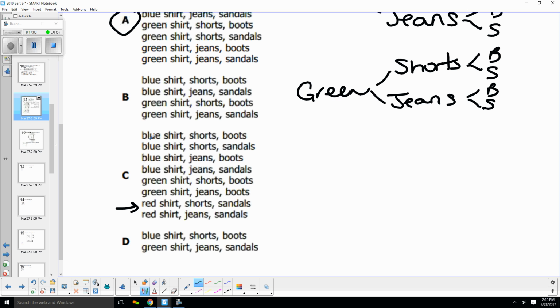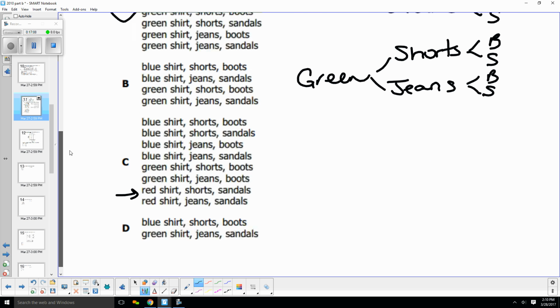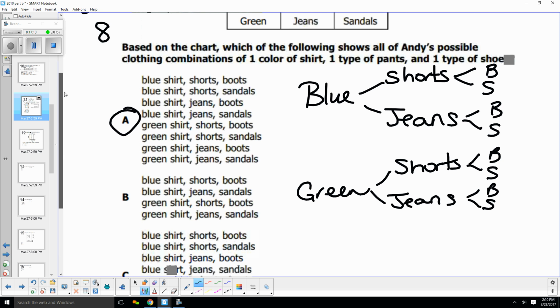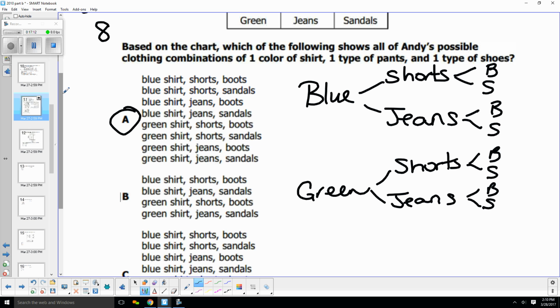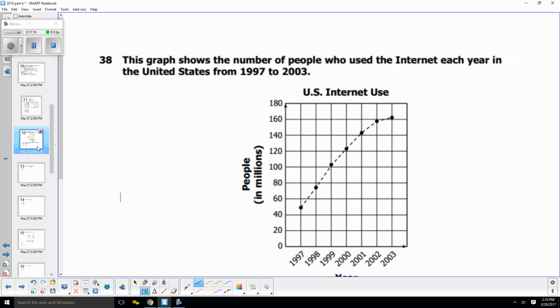Now, does C have 8? Actually, it has 8. But the difference between A and C, C has the red shirts, and I didn't have red shirts up here. Okay, so good. That would work.